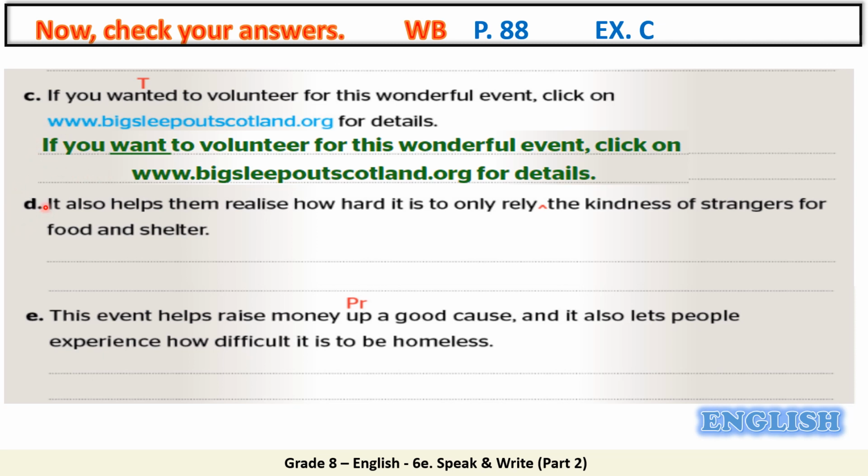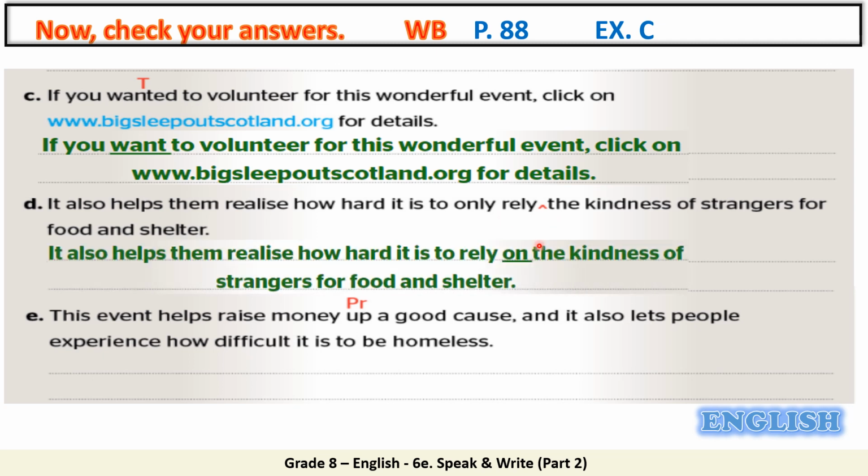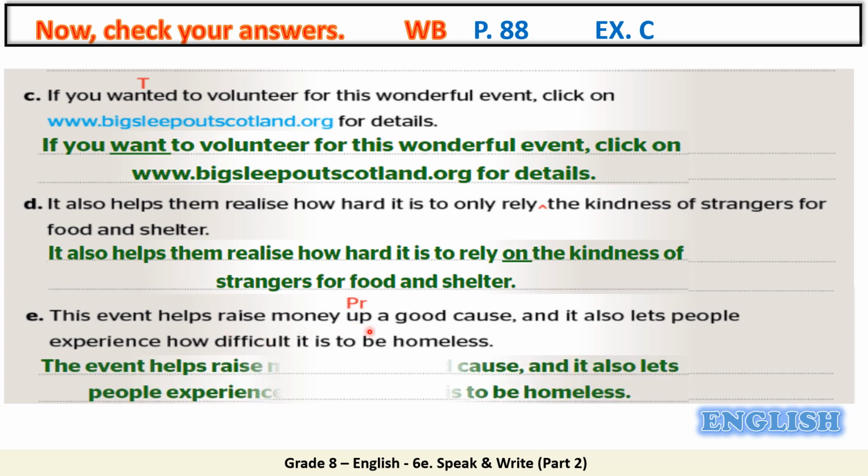Let's move to sentence D. We have a symbol here, which means there is something missing after the verb rely. So we should say rely on. Finally, sentence E. We have a grammar mistake related to prepositions. We can say raise money for, not up.